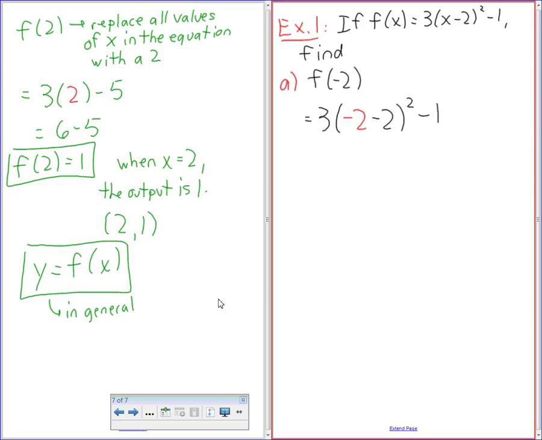Some people will try and FOIL at this stage. Please do not FOIL. Okay? What should you do instead of FOILing? Solve the bracket. What's negative 2 minus 2? Negative 4. Thank you.